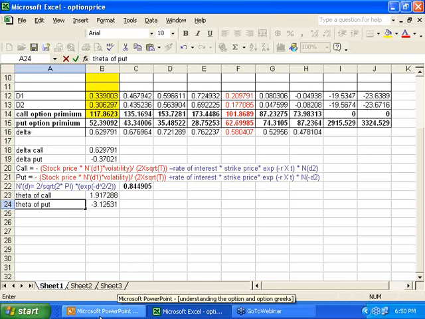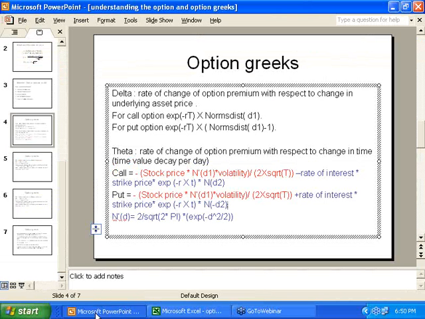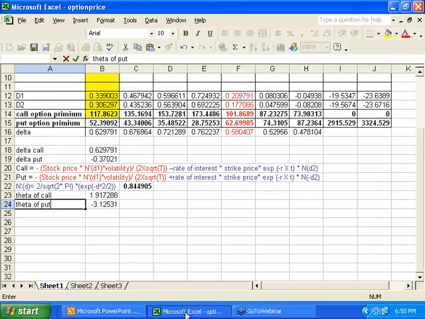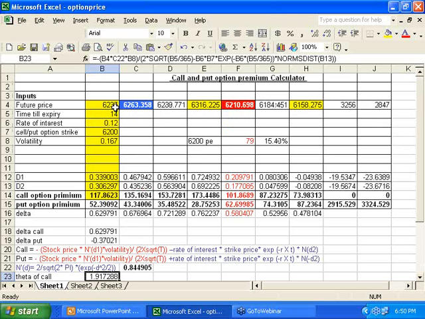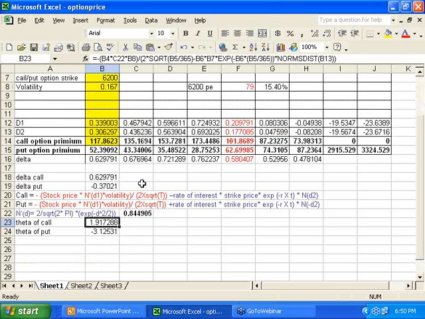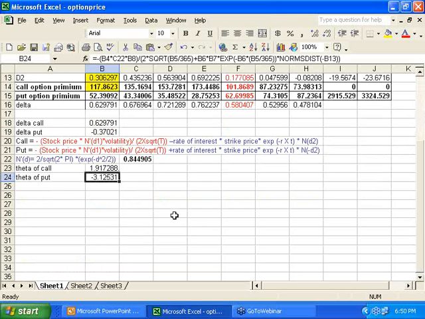So the theta definition, as already discussed, is the rate of change of the option premium with respect to change in time. So it is time value decay per day. Every day, as we approach the expiry, based on this underlying value and the strike price, we get this conception.